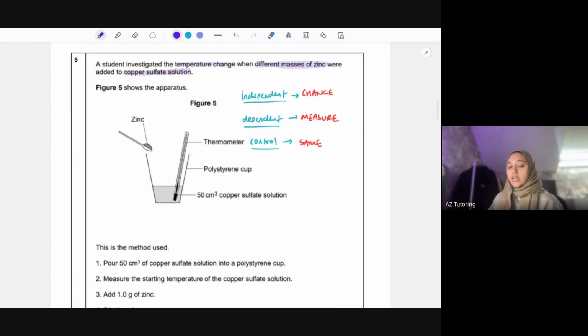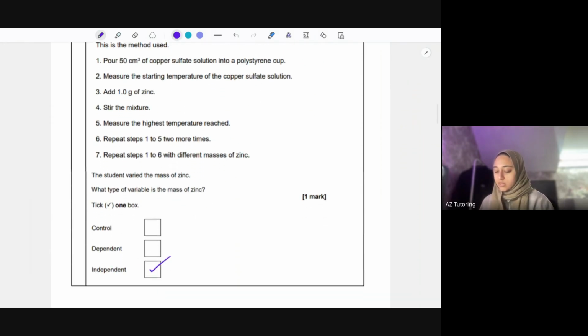Because that's what they're changing. If they ask the dependent variable here, this is the temperature change because that's what they're measuring. And control, there's quite a lot of control variables that they would use here.